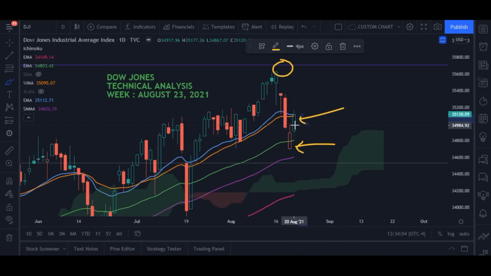Now, this is the last candle that was formed on Friday, August 20th. The closing of this candle is at 35,120, whereas the moving average is at 35,112. Which means the closing is above the moving average. So it is an indication that if on Monday there will be a gap up opening, in that case the market may move up. But if on Monday there is any gap down opening, in that case the market will lose whatever it has gained here, and the market will come down.